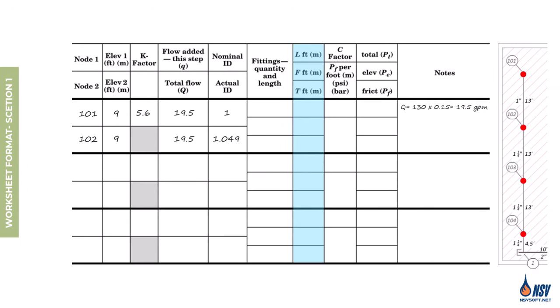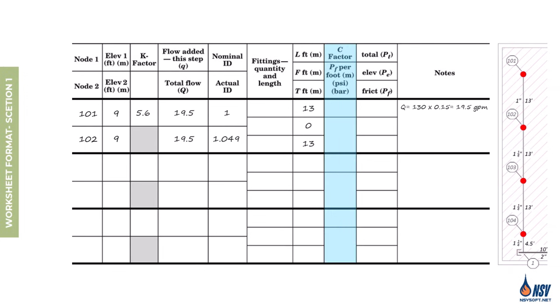The next column contains 3 cells. In the upper cell, we record the length of the pipe. In the middle cell, we enter the total equivalent length of the fittings and valves. Finally, in the lower cell, we write the sum of the two values above. In our project, the pipe length is 13 feet. Since there are no fittings in this section, the middle cell remains 0. Therefore, the sum of the two values is 13 feet, which we record in the lower cell.